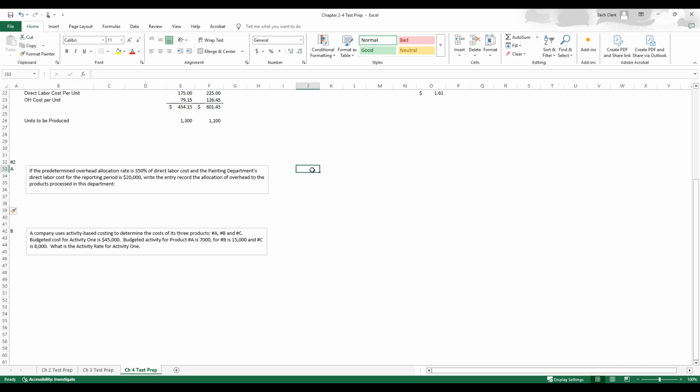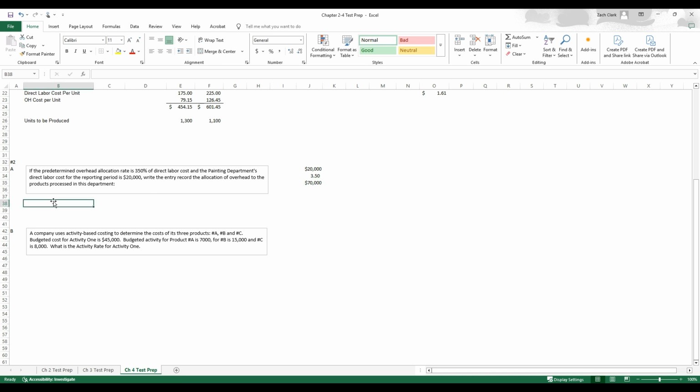So remember, they tell us what the predetermined overhead rate is: 350% of whatever direct labor cost is. So in this one, direct labor cost is $20,000. And let's say we can just say 3.5, which is the same thing as 350%, right? If we multiply those together, you get 70,000.